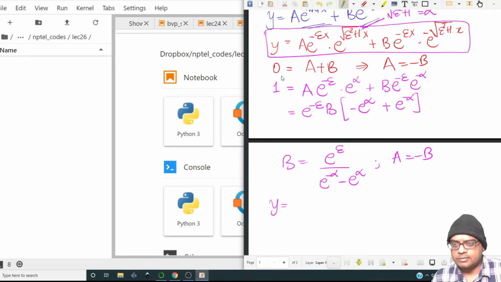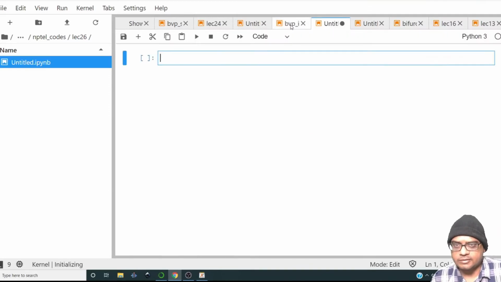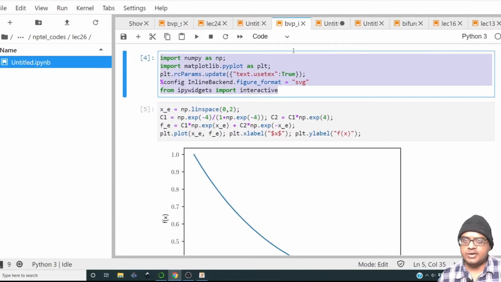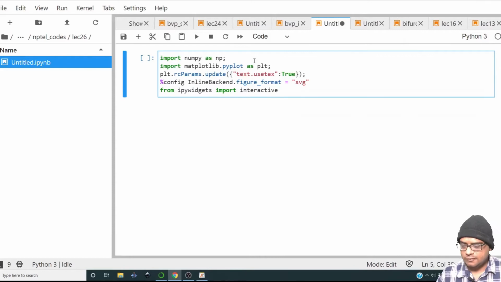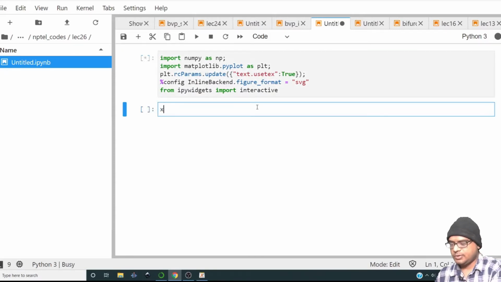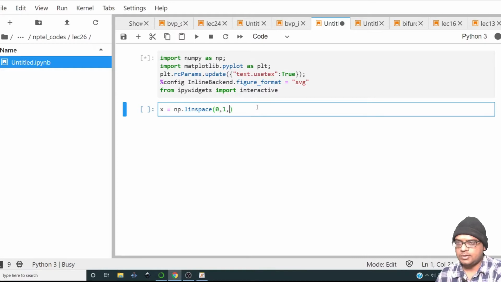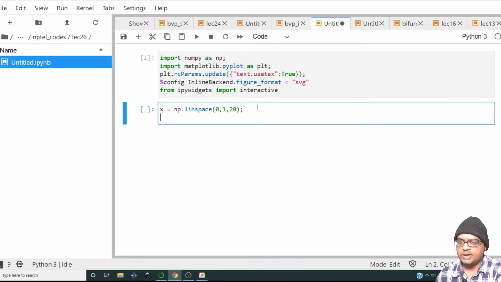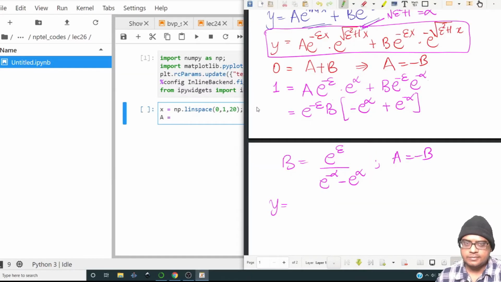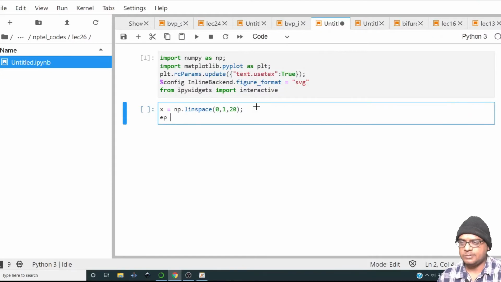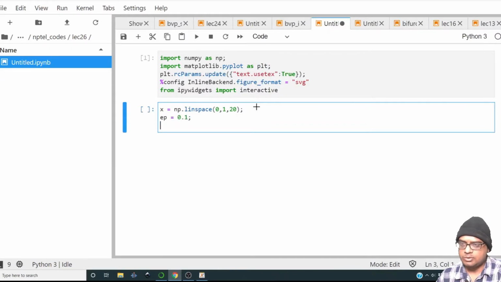So let us go towards plotting this. Let me create a new file. Let me copy the usual modules we will need. So let me create x equal to np.linspace 0 to 1. Let me take 20 points. Let me first define epsilon as 0.1, a small number.